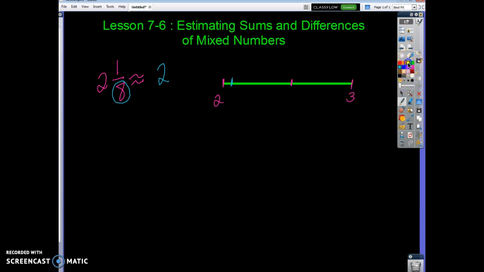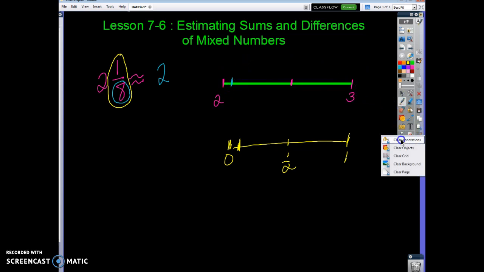Again, maybe I should restate that a little bit. We focus right here on the fraction, and we say 1/8 is less than half. So 1/8 is closer to 0, a half, and a whole. And because 1/8 is over here somewhere, it's much closer to 0 than it is to 1 whole. That would mean that 2 and 1/8 is much closer to 2 than it is to 3.